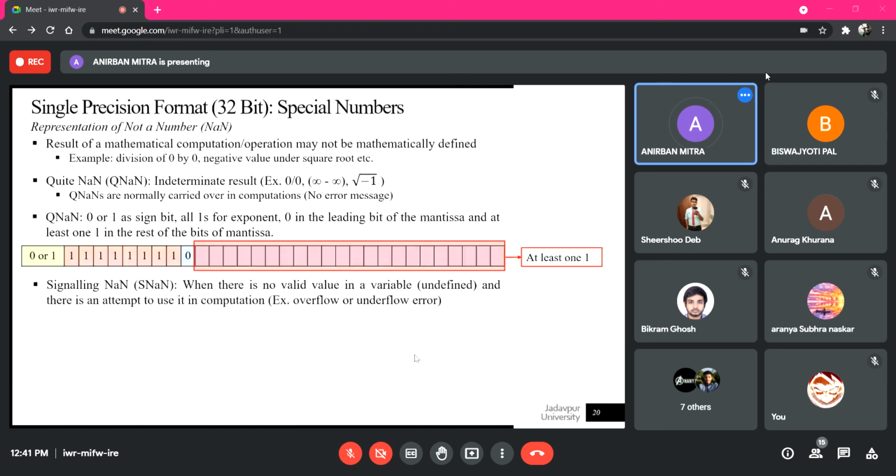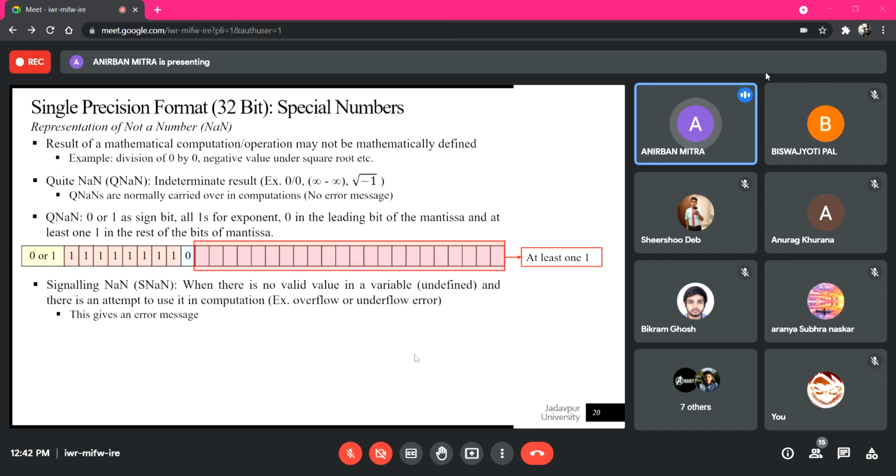The counterpart of this is the signaling NaN or SNaN as it is called. In this case, you obtain an error message and the computations are stopped. In QNaN, computations are carried over. Even if you get 0 by 0, it does not stop. It goes forward. However, for SNaN, there is an error message and the computations are stopped.